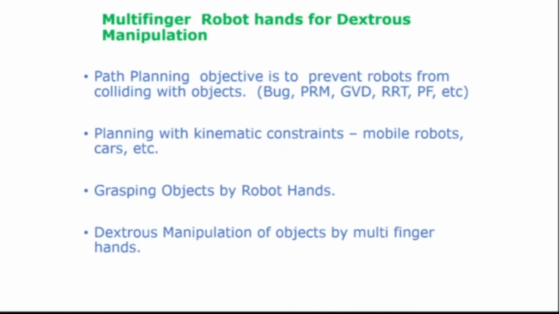Now, in whatever we have studied in path planning so far, the path planning objective is to prevent robots from colliding with objects. This is something we have seen, obstacle avoidance. Whatever we have done, like the bug algorithm, probabilistic roadmap method, generalized Voronoi diagram, RRT, potential field, potential function, etc., the whole objective was obstacle avoidance.